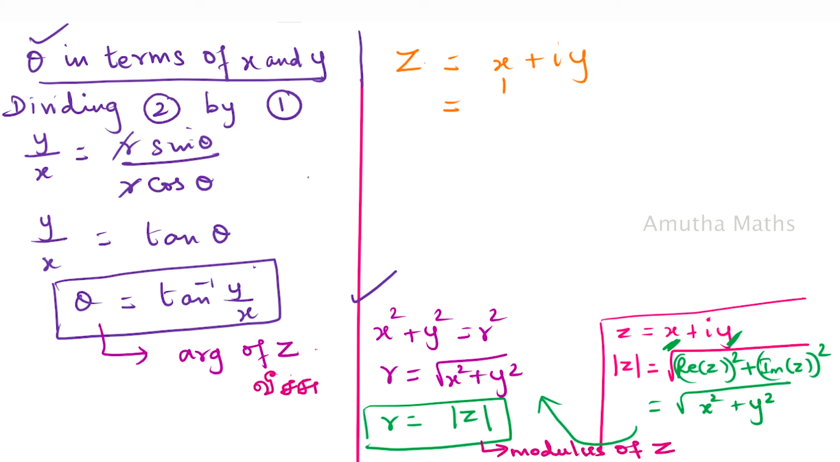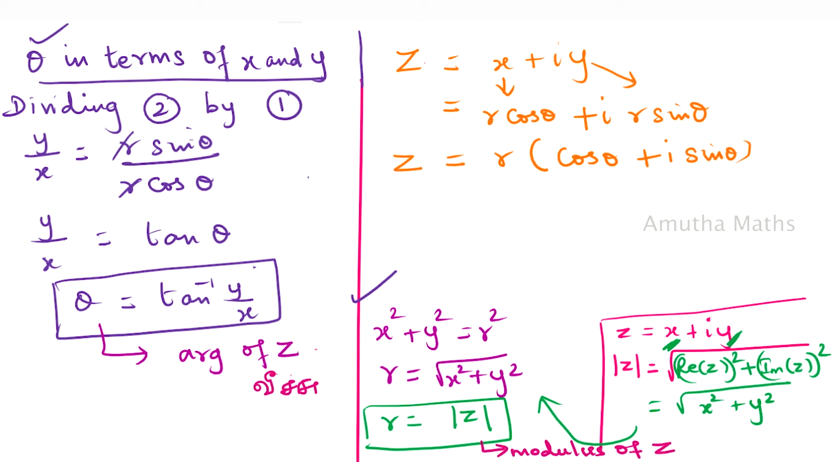So the complex number z is equal to x plus iy can be written with x equal to r cos theta. So this is r cos theta plus i into what is this y? r sin theta. Is it not? So this is equal to r into cos theta plus i sin theta. Okay. So this z is equal to r cos theta plus i sin theta is the polar form of z or the trigonometric form of z.